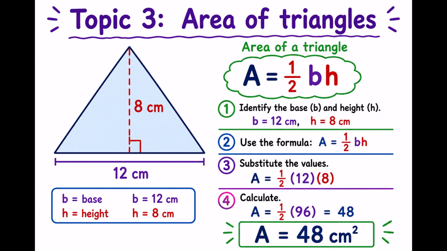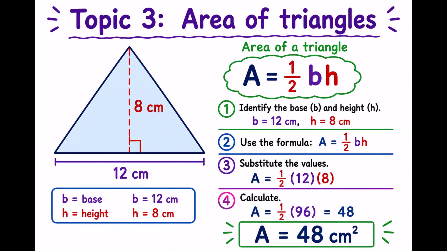Now we have A equals half. In parentheses for B, we're going to put the 12. And in the parentheses for H, we're going to put 8. Remember, B is for base, H is for height.